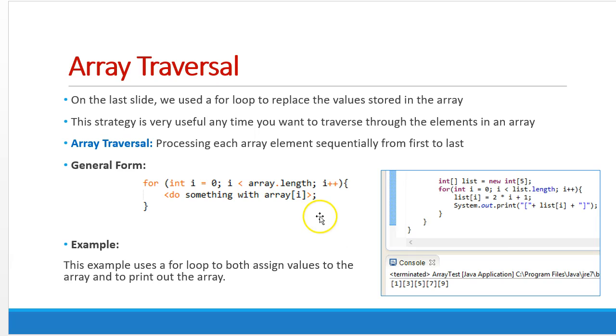Array traversal. It's very, very common. You're going to traverse the array just like this. You're going to go from 0 to the array length, and here's the sample here. So we're going from 0 to the list length. There's actually 5 elements in this list. So each item is going to be equal to 2 times the item plus 1. So we go 1, 3, 5, 7, 9. It's just giving us the odds, and then it's printing out this list.